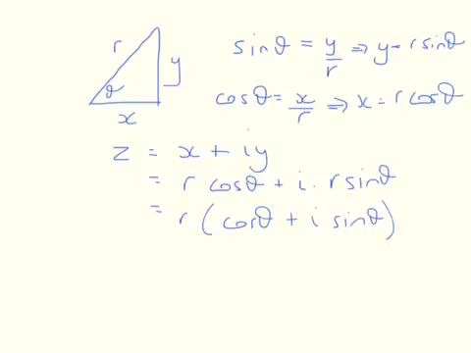There's also an abbreviation there. If you have a look at the r, the c for cos, the i for the imaginary part, s for sine, you can shorten that to be z equals r cis theta.